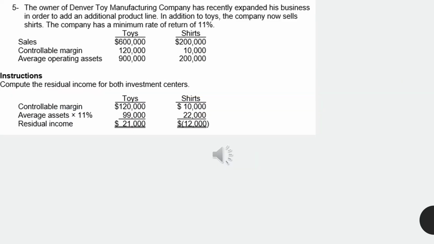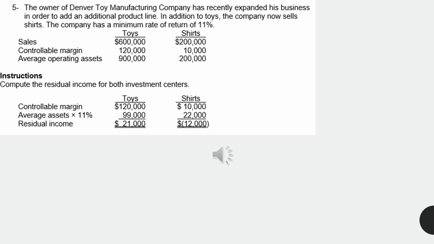Alright, in this example we've got the owner of a toy manufacturing company. They recently expanded their business in order to add an additional product line, and they now have a minimum rate of return of 11%. So we're told for toys versus shirts, they had sales of 600,000 and 200,000 respectively, with controllable margins accordingly being $120,000 and $10,000. They have average operating assets of $900,000 and $200,000 for each division, and we're asked to compute the residual income for both centers.